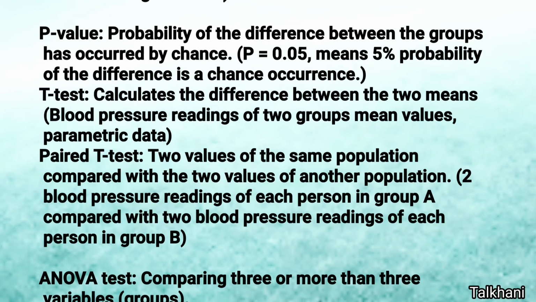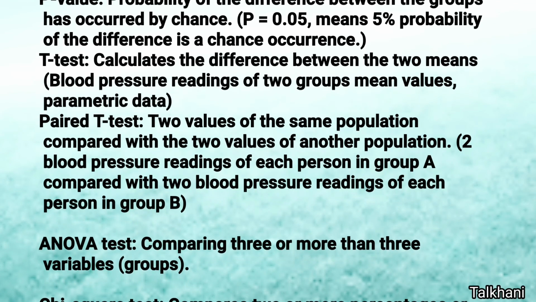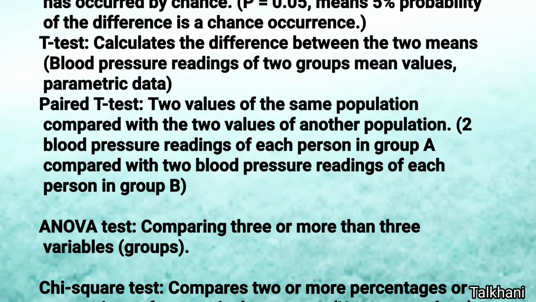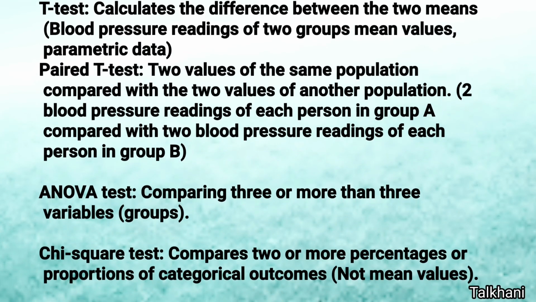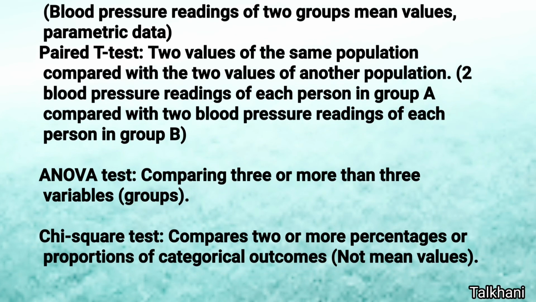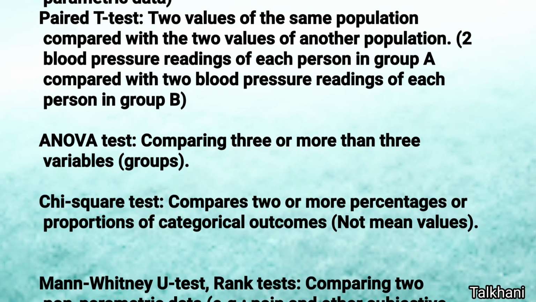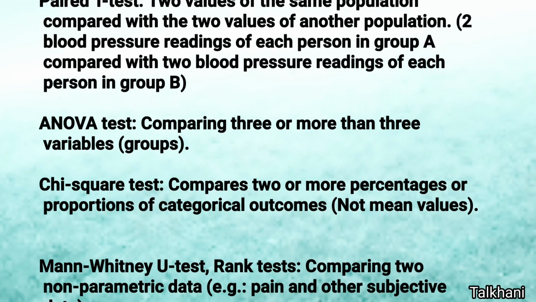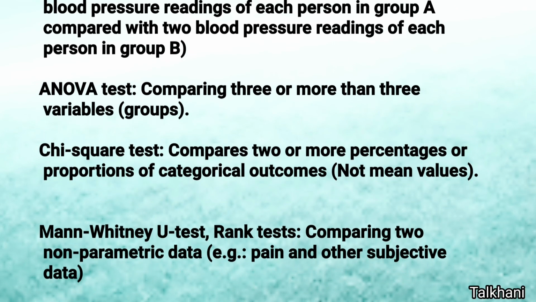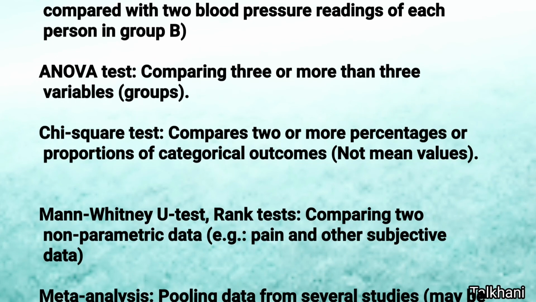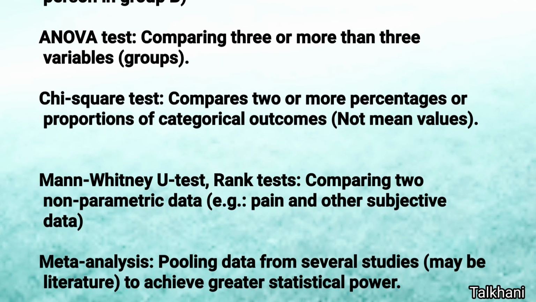T-test is applied to calculate the difference between the two means of parametric data. For example, blood pressure readings of mean values of two groups are parametric data and can be compared using T-test. Paired T-test is applied to compare two values of the same population with the two values of another population. For example, two blood pressure readings at different times of each person in group A compared with two blood pressure readings of each person in group B.